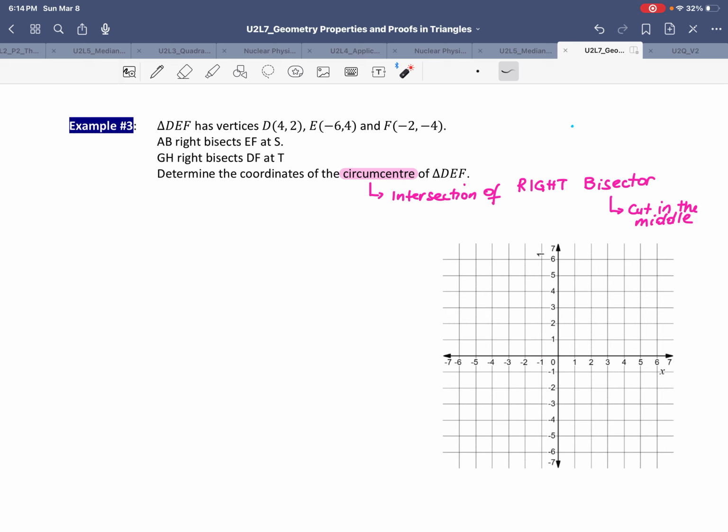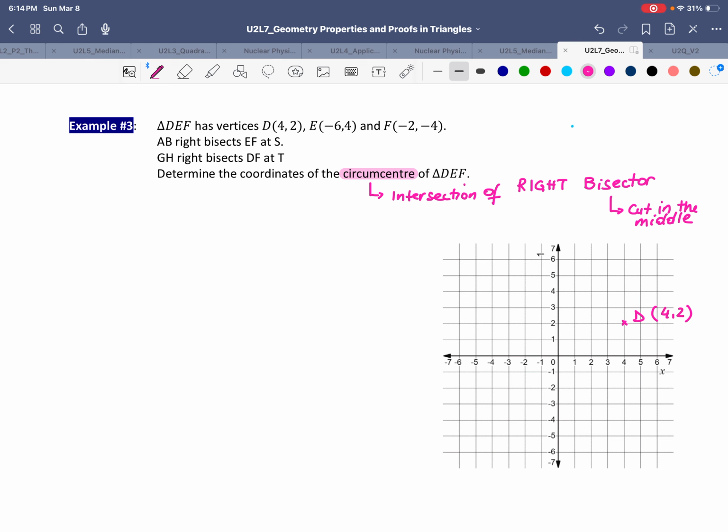Now, we're going to read the problem again, but this time, while we read the question, we also plot the points on the Cartesian plane. So we have the point D with coordinates 4 and 2, which means x is 4, y is 2. And if x equals 4 and y equals 2, that makes the location of point D right here. So we're going to mark this point as D, and on the side, please write the coordinates as well.